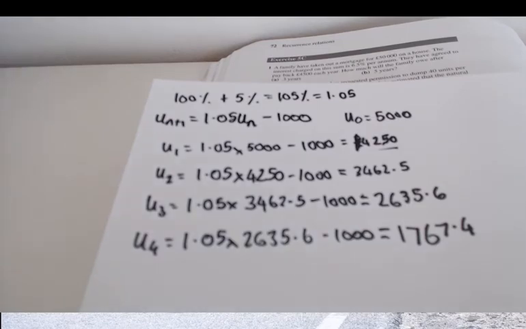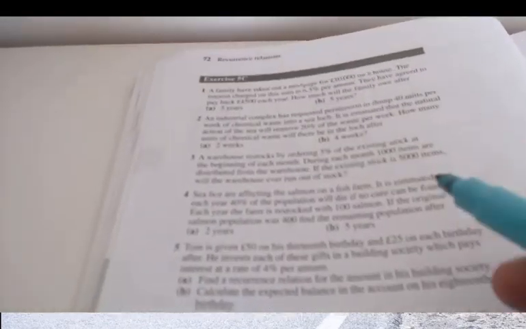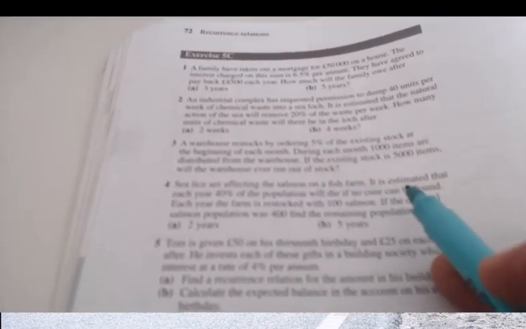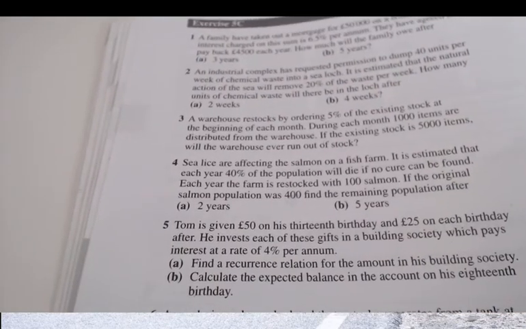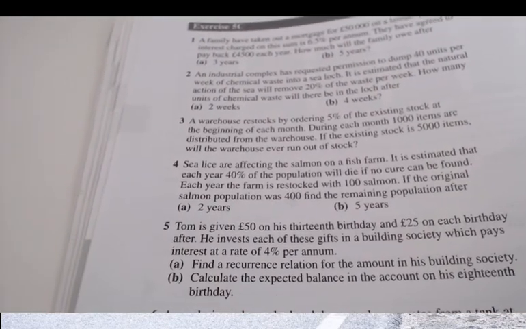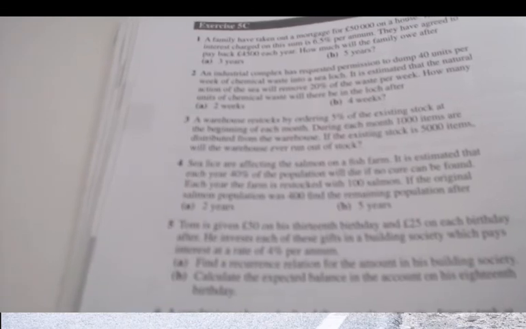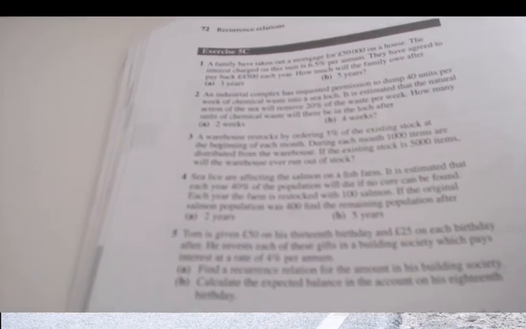Right, another one for you to try. Question 4. Sea lice are affecting the salmon on a fish farm. It is estimated that each year 40% of the population will die if no cure can be found. Each year the farm is restocked with 1,000 salmon. If the original salmon population was 400, find the remaining population after 2 years and 5 years.